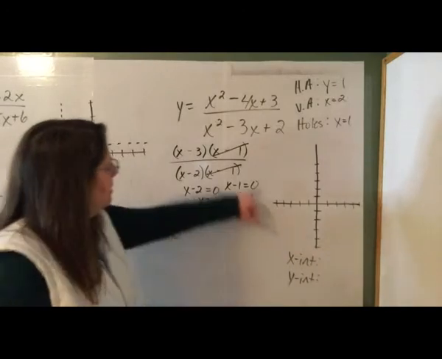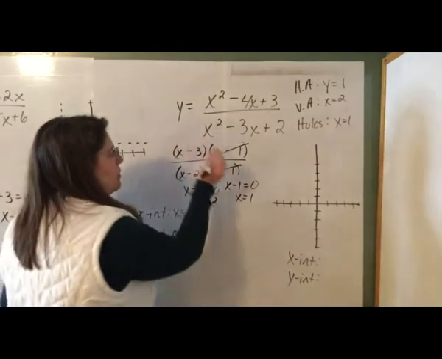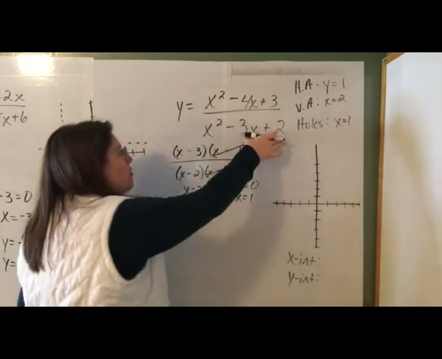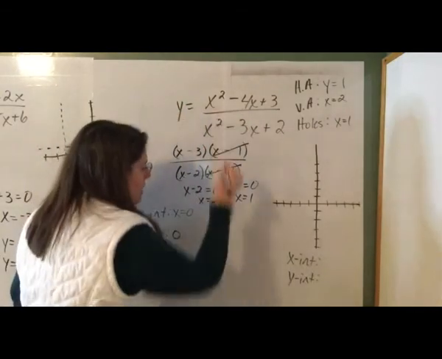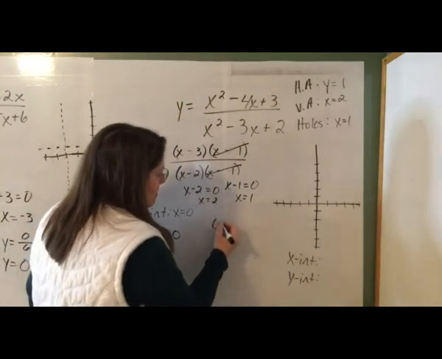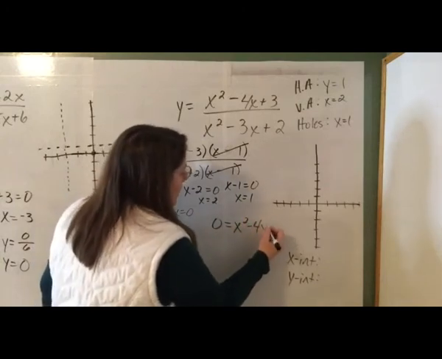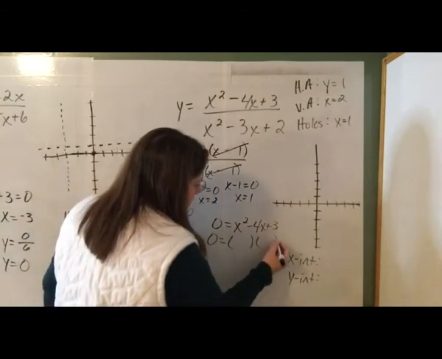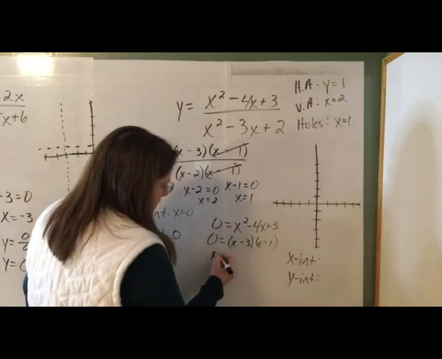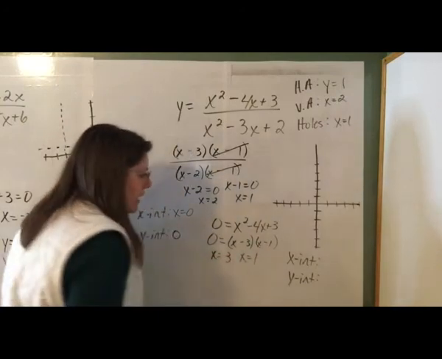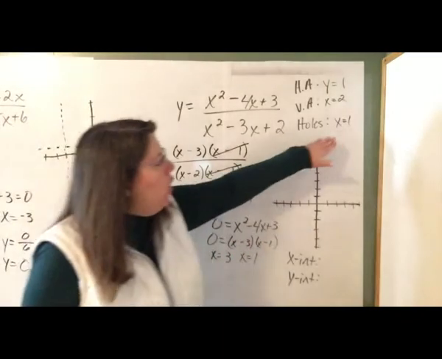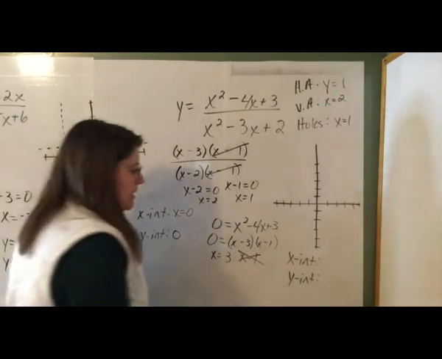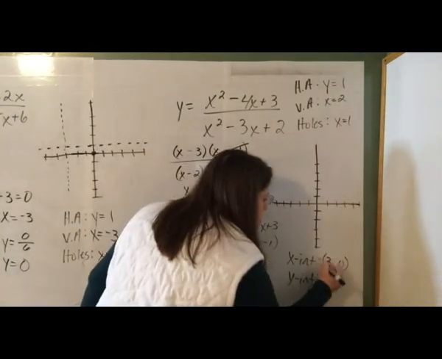To find the x-intercept, I set y equal to 0. When I set y equal to 0, remember, 0 equals all this. The denominator is going to cancel out because I multiplied over to 0. So what I really have here for my x-intercepts is 0 equals x squared minus 4x plus 3. If I factor that to find my x-intercepts, I end up with x equals 3 and x equals 1. But remember, we had a hole at x equals 1, so we're going to have to throw that one out. And we're going to have to say that our x-intercept is at 3. And that would be the ordered pair 3, 0.